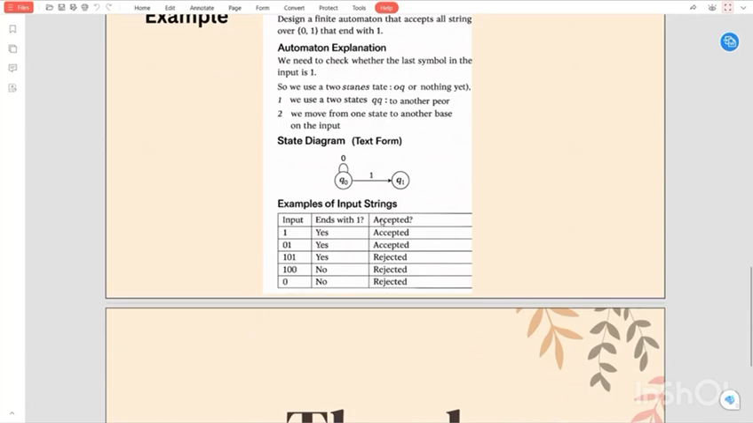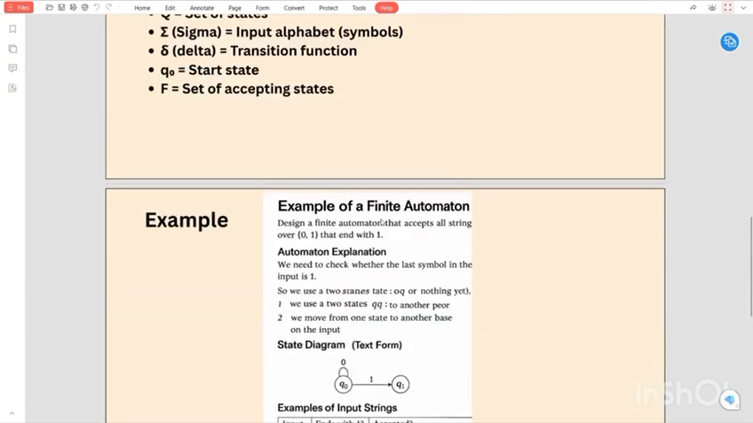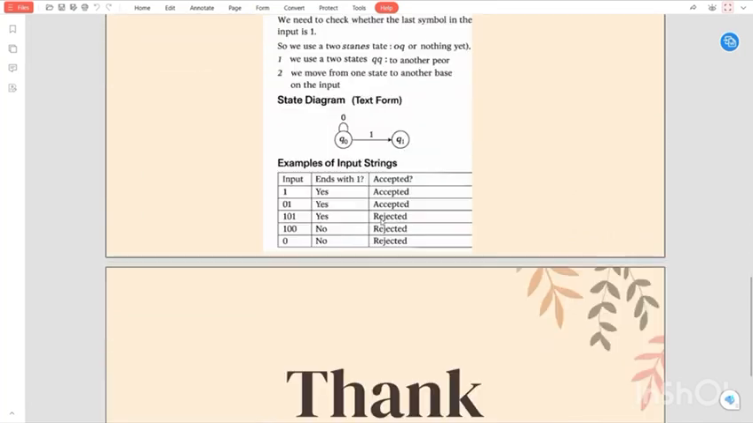If the input symbol is 1, it is accepted because it ends with 1. And if 0, 1, it is accepted because it ends with 1. So 1, 0, 1 is also accepted because it ends with 1. But if it is 1, 0, 0, no, it is rejected because we want to design a finite automata in such a way that it ends with 1. So it does not take 1, 0, 0. And if it is only 0, it is also rejected.